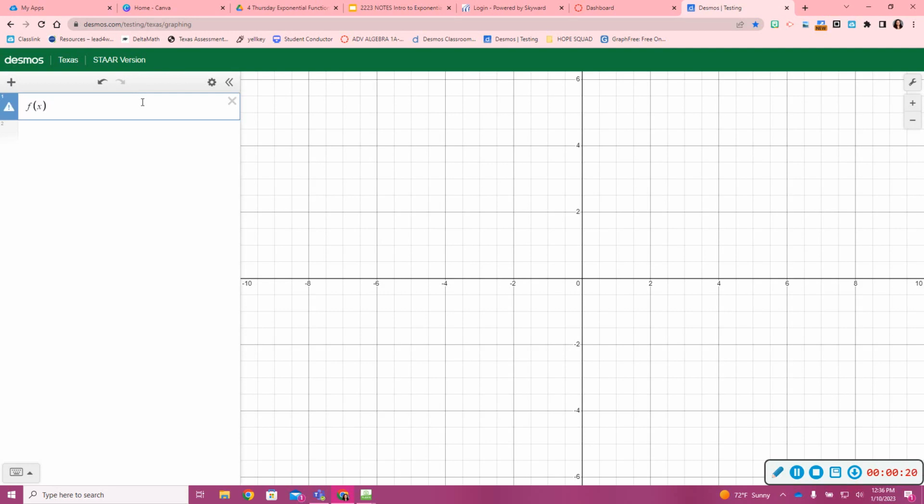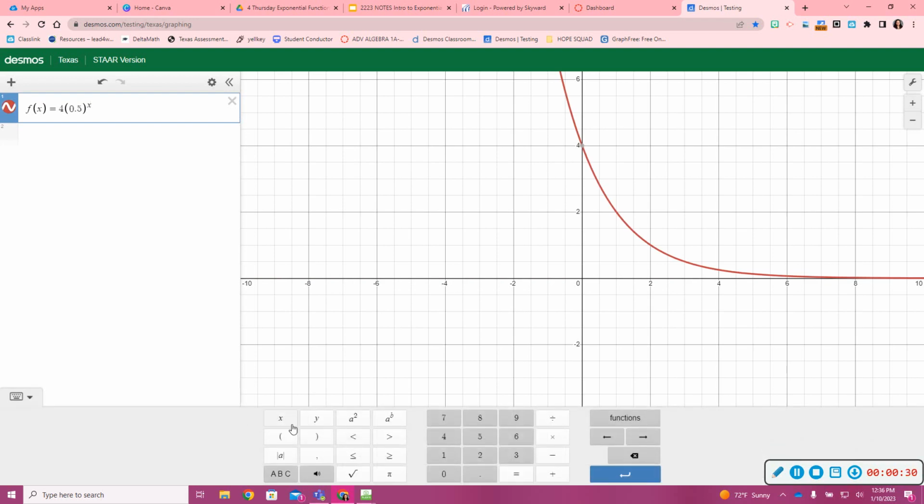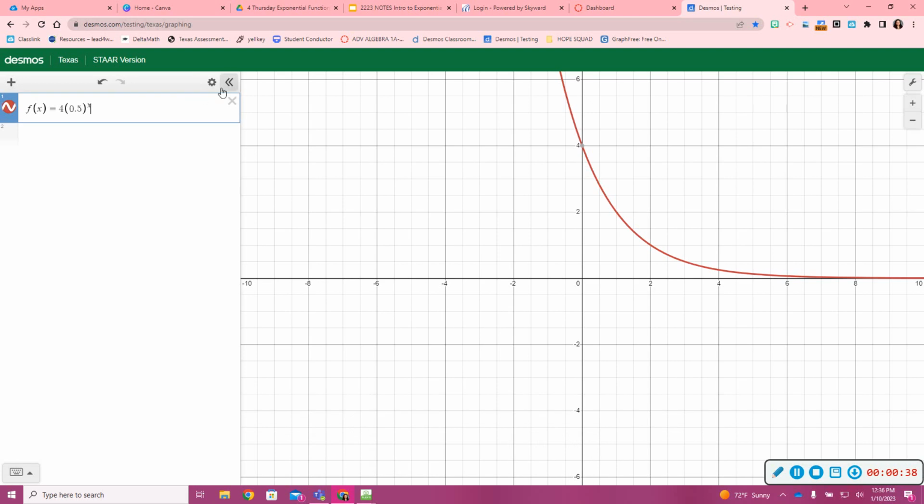F of x equals, again, the original equation. And then the same way we did it, we raise it to the power of x, the caret key. If you can't find the caret key, down here on your keyboard, the power button is this one right here. Then I'll bring up a table by pressing the settings button in table, and here we have it.